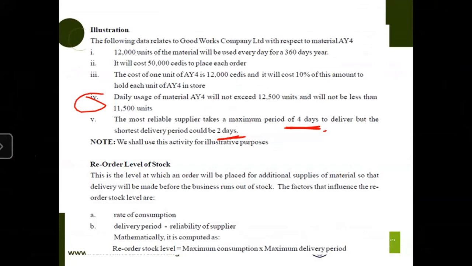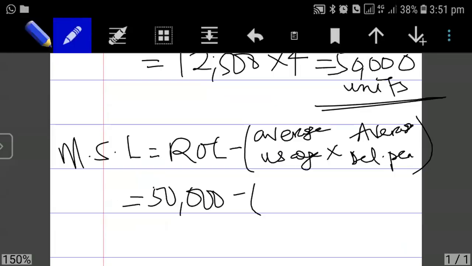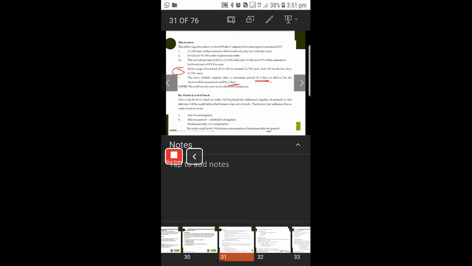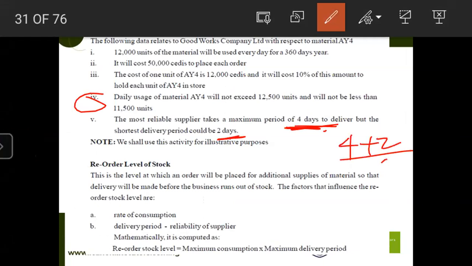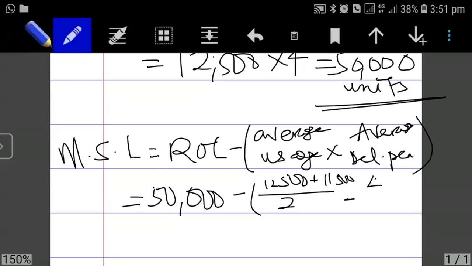Highest is what? 12,500 plus 11,500. So average usage is 12,500 plus 11,500 divided by two. Average period: you still come here. Maximum period is four. Minimum period is two. Four plus two, that is six, divided by two, we give you what? Three. This is 4 plus 2 divided by 2.